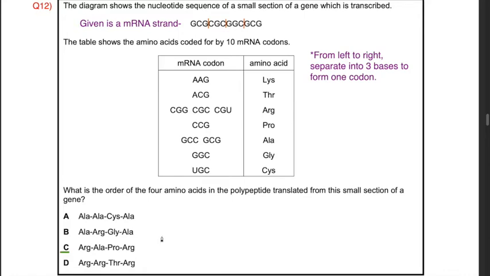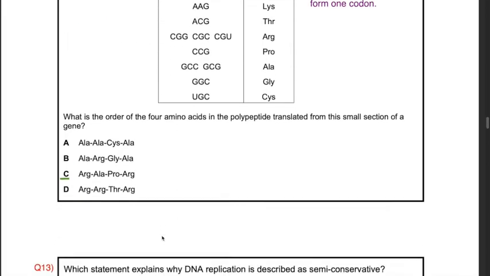Again, this question is pretty easy. Separate it into 3 bases to form one codon. Then you should match the given codon with the table codons to get the corresponding amino acids. And if you carry out the matching process correctly, you would get the answer being C.